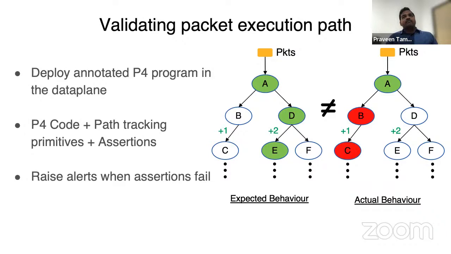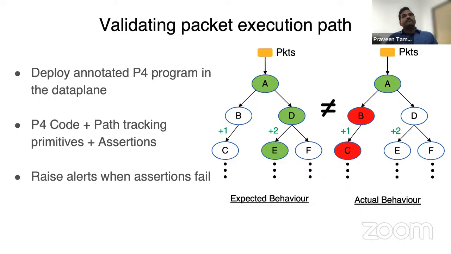And here is how we validate the packet execution path. On the left-hand side is the expected behavior, where the packet is supposed to take ADE, and there is a unique ID for that path. But if the packet takes a different path, shown in red, which is ABC, then that mismatch can be detected by applying simple conditional operators in the data plane, and alerts are raised when the assertion fails.